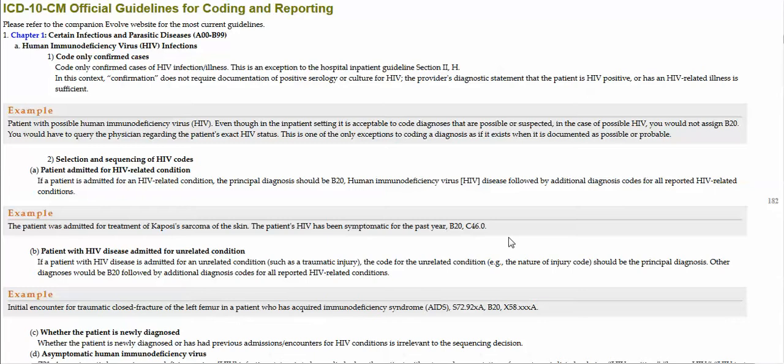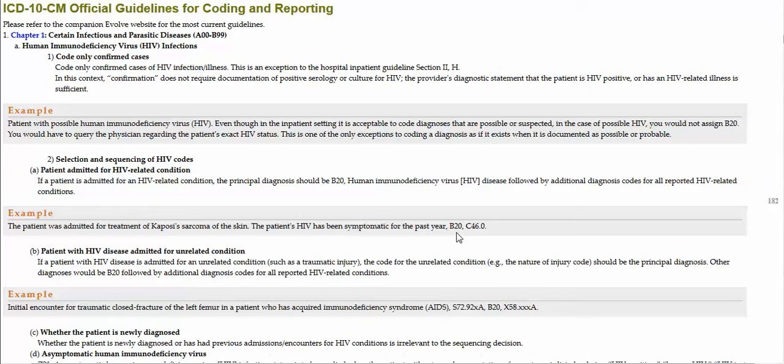So let's look at the example. The patient was admitted for treatment of Kaposi's sarcoma of the skin. Now, we know medically, and if you were to look up Kaposi's sarcoma, it is what we call an AIDS-defining illness or an HIV-related illness, meaning you don't get Kaposi's sarcoma unless you are HIV positive. All right? So if that is the case and you have Kaposi's sarcoma or you have an HIV-related condition, then you must code B20. That's the underlying cause for it.